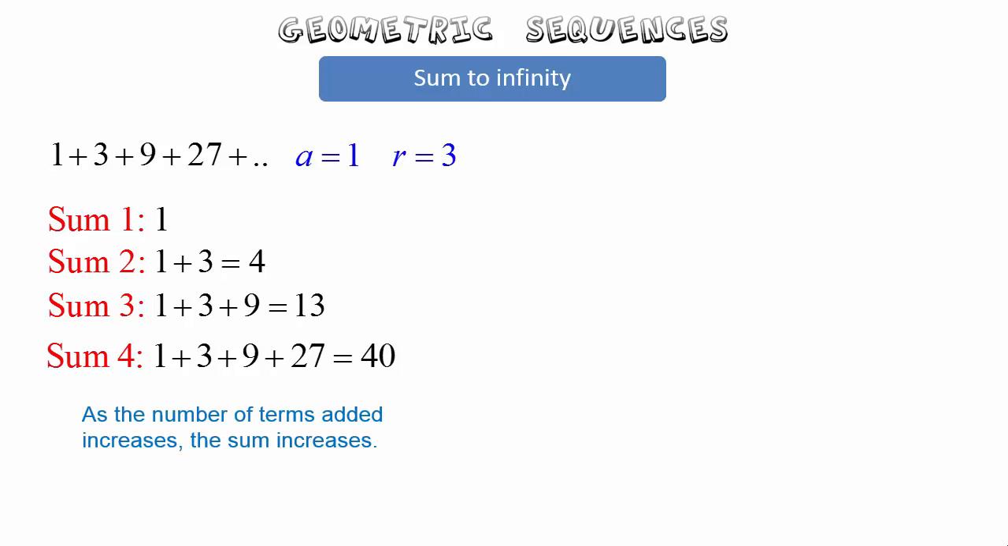In other words, as the number of terms summed increases, the sum increases. It's unbounded. But what about for this one? 64 plus 16 plus 4 plus 1, and so on. The first term is 64. The common ratio is a quarter. Let's take partial sums again.